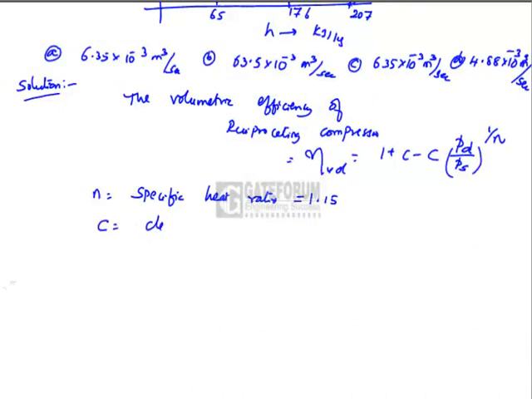C is the clearance ratio, that is clearance volume by stroke volume. This is given as 0.03.